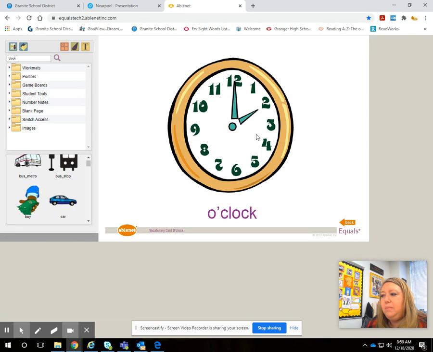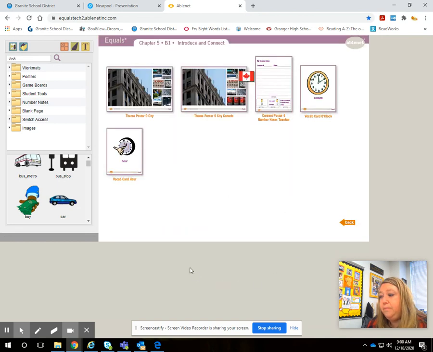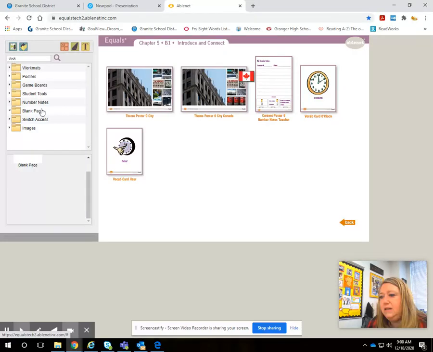But today we're really going to be focusing on 2 o'clock, 3 o'clock, 4 o'clock, 5 o'clock, 6 o'clock. So all of these can be o'clock, as long as that big hand is pointing at the 12.